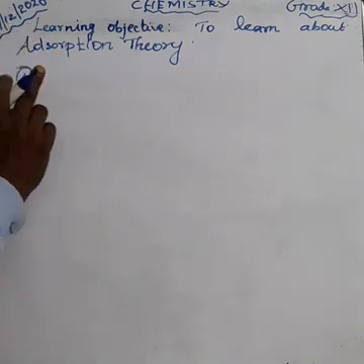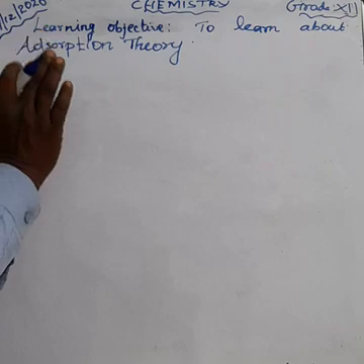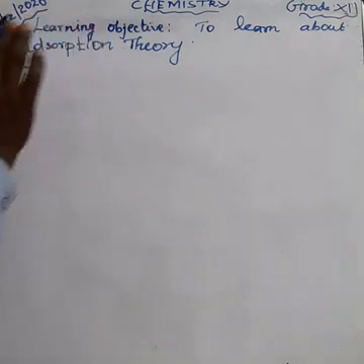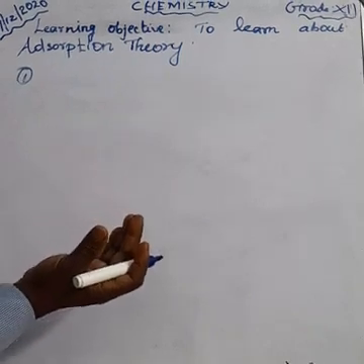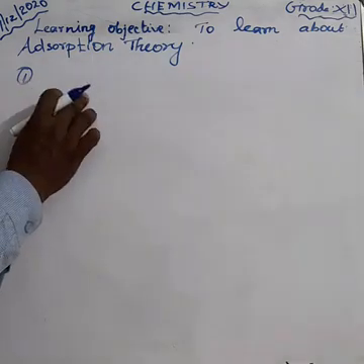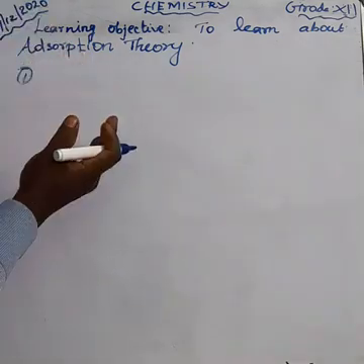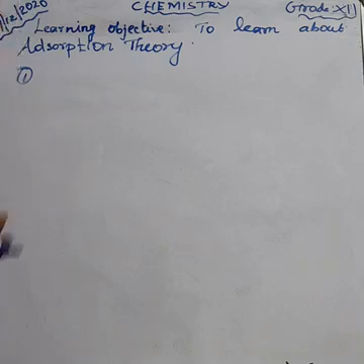What are the points? What is the first one? The reactant molecule diffuses from bulk to the catalytic surface. The first point: the reactant molecule diffuses from where? From the bulk to the catalyst surface.